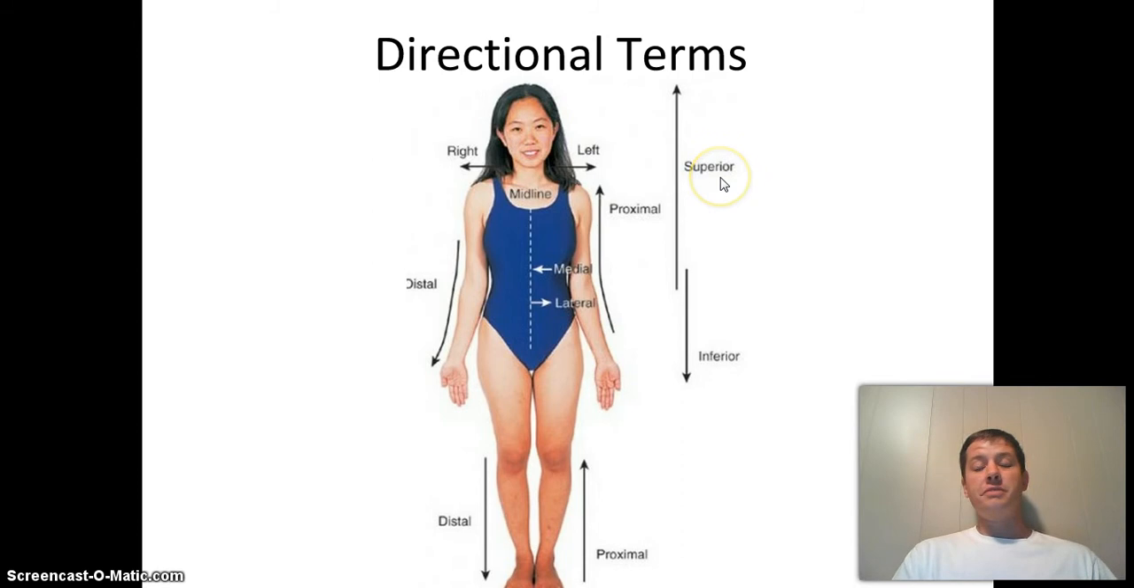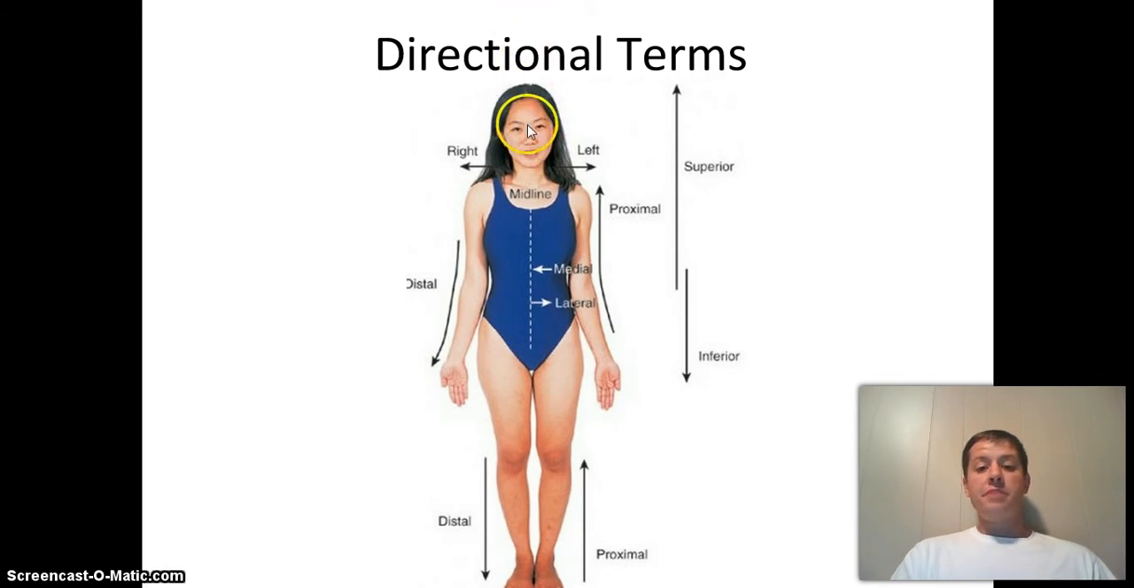That is a directional term that just means above. The opposite of superior is inferior. We could say the lady's mouth is inferior to her nose, and in that case the nose would be the reference point and the mouth would be the structure that we're trying to describe.